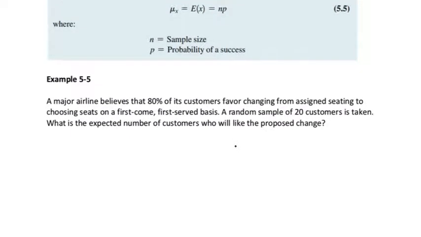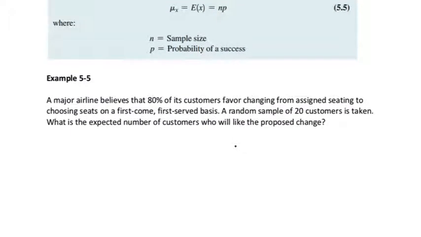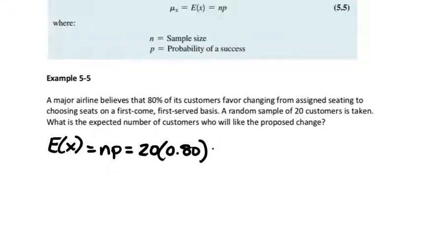So looking at example 5.5, we have our same problem with our airline and a random sample of 20 customers where they believe 80% favor the change. What is the expected number of customers who would like the proposed change? So my expected value is n times p. N here in this case is 20, that's my sample size, and my probability is 80%, so 0.80, and if I multiply those, I get 16. So that's my expected number of customers who would like the proposed change.